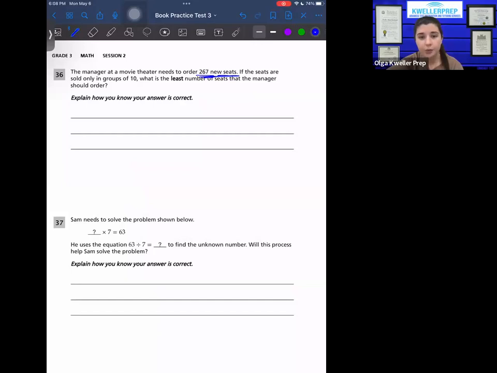So how are we approaching this one? It has to be sold in groups of 10. So that means that the number needs to be divisible by 10. Does that make sense? So what number is close to 267 that is divisible by 10, and that will be enough for at least 267 movie seats? What number fills those requirements?